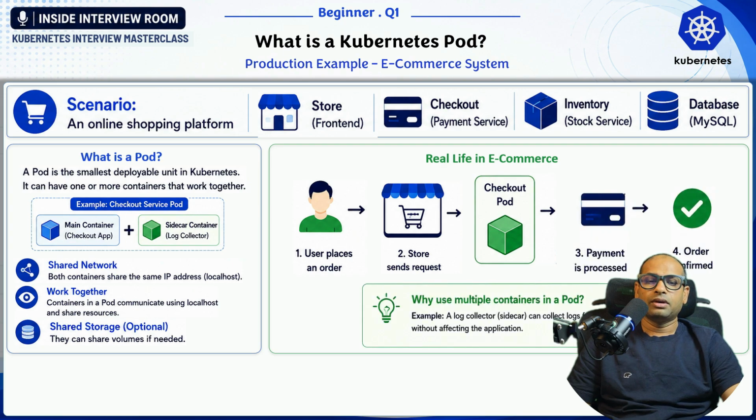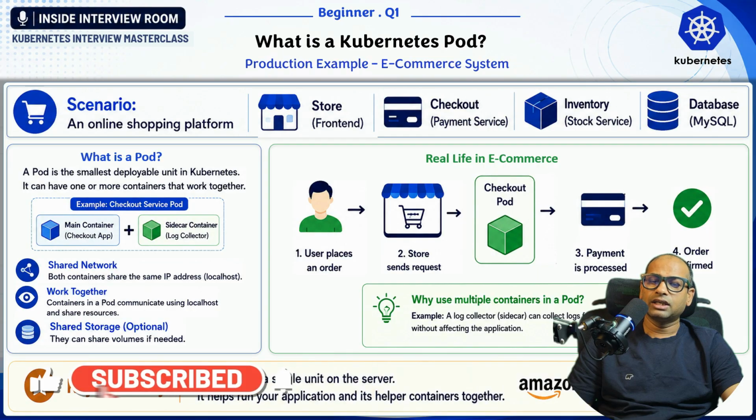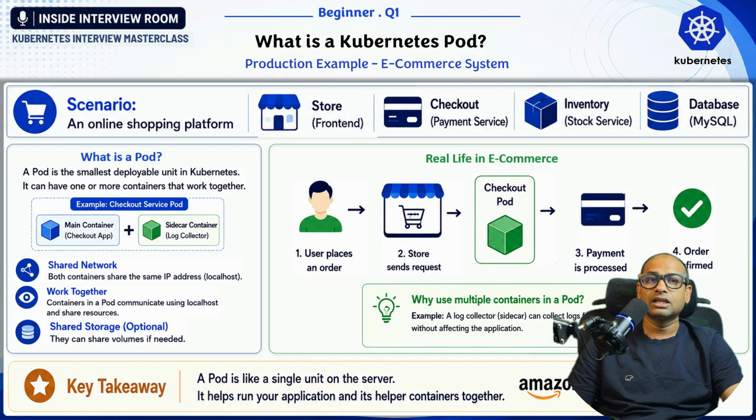So why use multiple containers in a pod? For example, a log collector sidecar can collect logs from the main app without affecting the application. Key takeaway: a pod is like a single unit on the server. It helps run your application and its helper containers together.